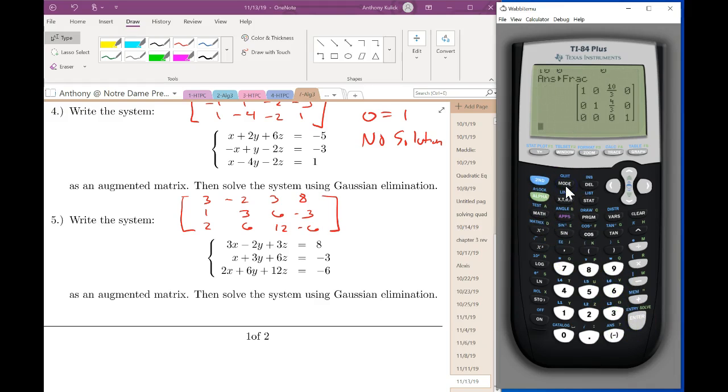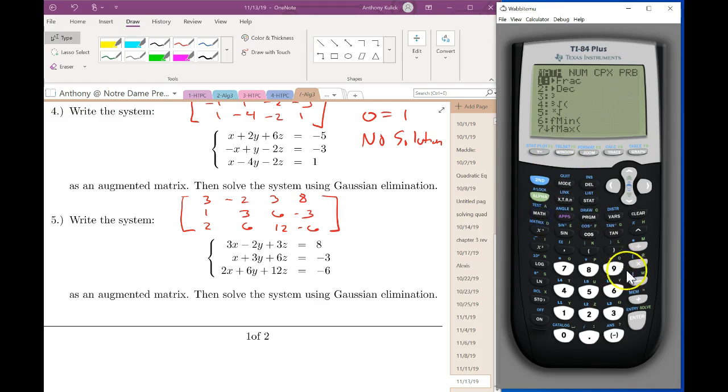Once I have everything entered in, I'll exit back to the main menu. Now I'm going to go into the matrix menu, over to the math tab, and scroll way down to the bottom till I find that RREF. It's command B. And then I'll do the RREF on this matrix F that I just made.